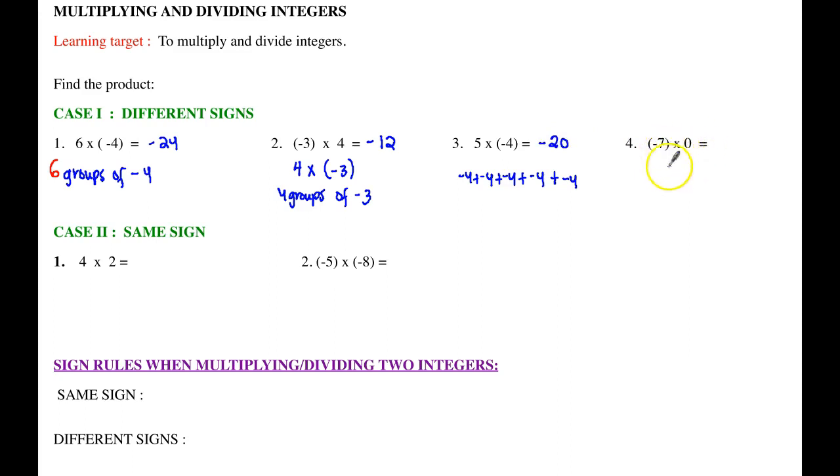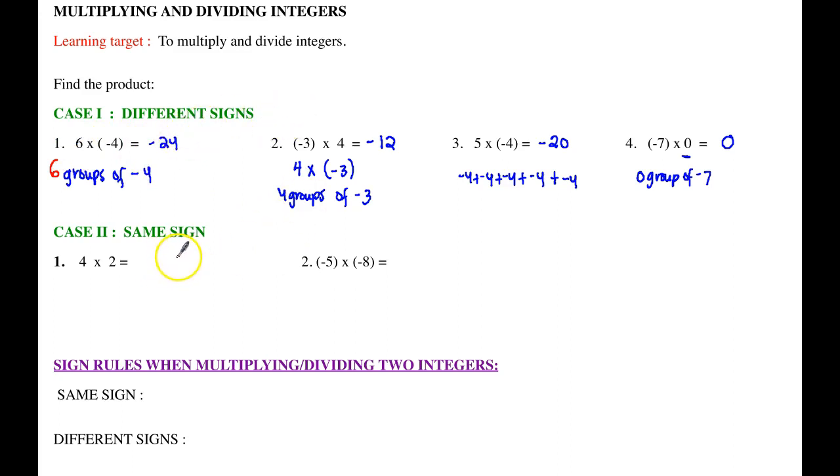And the last one, negative 7 times 0. Well, you don't even have to think about the sign of your product, because every time you multiply any number by 0, the answer would be 0. This means you have 0 groups of negative 7. Well, that means nothing because you have no group at all. Okay, so that's how you do multiplying integers with different signs.